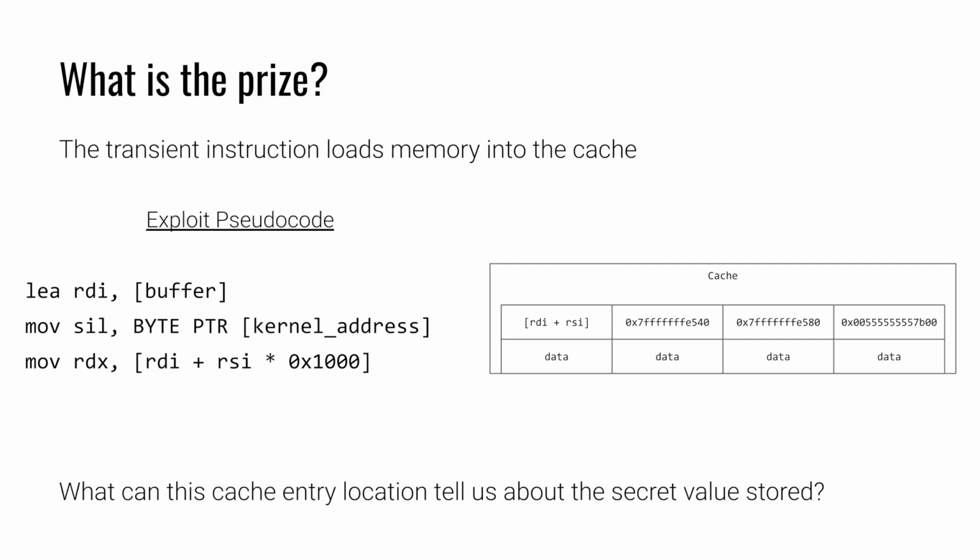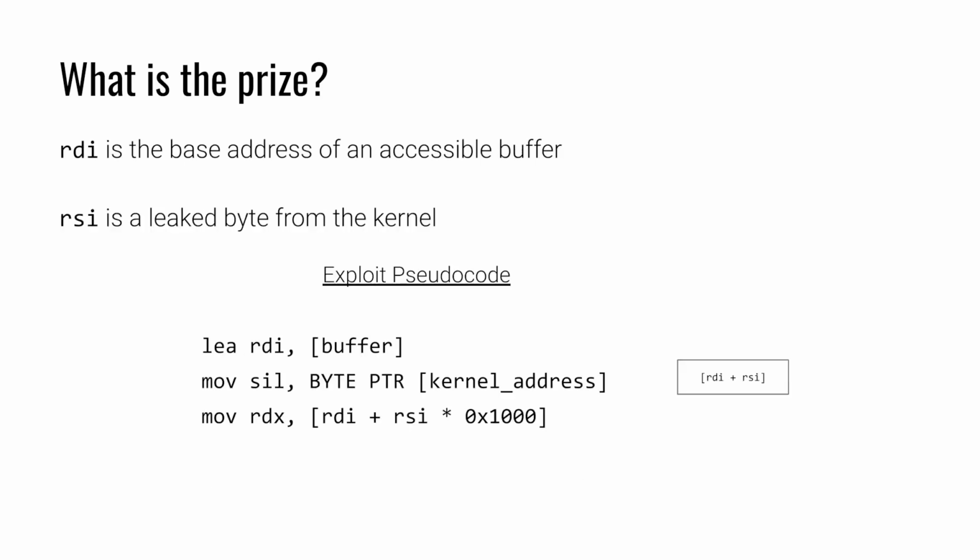So what does this cache entry's location tell us about the secret value that's stored? Well, let's think about it. RDI is the base address of a buffer that we are allowed to access. And RSI is a leaked byte from the kernel. And so if we look at this as accessing an array of elements that are hex 1000 in size, the secret byte will be the index into the buffer that exists in the cache.